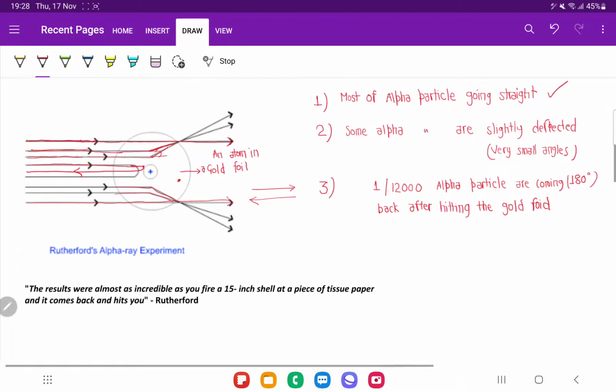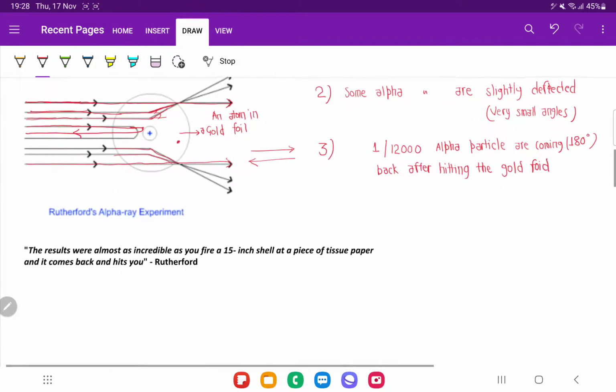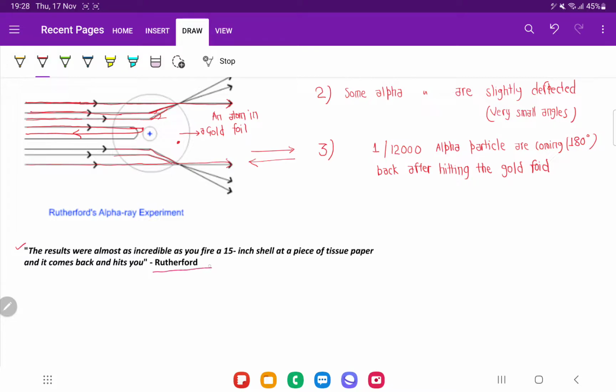He was very surprised because he thought that maybe we hit the alpha particles and they will slightly deflect. But he found that some alpha particles are just coming back at a 180 degree angle. So this is the quote from Rutherford. Rutherford said, I'm just reading: the results were almost as incredible as if you fire a 15 inch shell at a piece of tissue paper and it comes back and hits you. So it's like you took a very thin gold foil, like a tissue paper, and you're hitting a 15 inch shell at the tissue paper, and it hits the tissue paper and comes back and hits you back. So these results were very surprising.